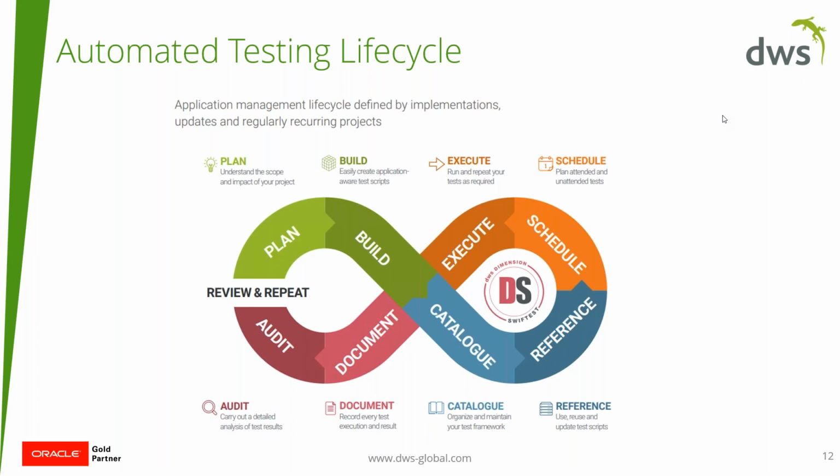As we said before, when you decide what you want to implement from the update, you need to understand the scope, and you need to understand how it's going to impact your business. From there, within our tool, you can easily create those test scripts through our application aware technology, which I'll share a bit more about later. And then ultimately, when you create those test scripts that mirror your business process, you're going to run and repeat those tests as you're required to ensure that there's no bugs or issues with your system.